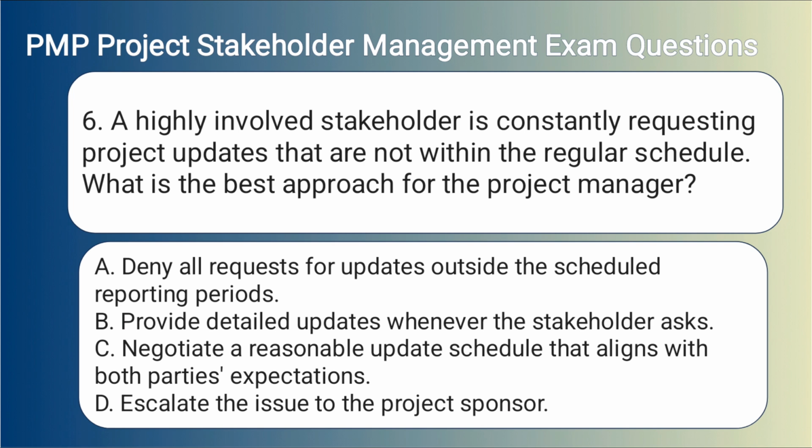6. A highly involved stakeholder is constantly requesting project updates that are not within the regular schedule. What is the best approach for the project manager? A. Deny all requests for updates outside the scheduled reporting periods. B. Provide detailed updates whenever the stakeholder asks. C. Negotiate a reasonable update schedule that aligns with both parties' expectations. D. Escalate the issue to the project sponsor.